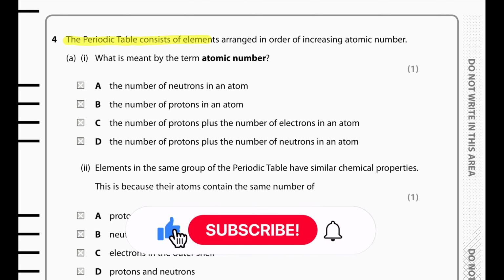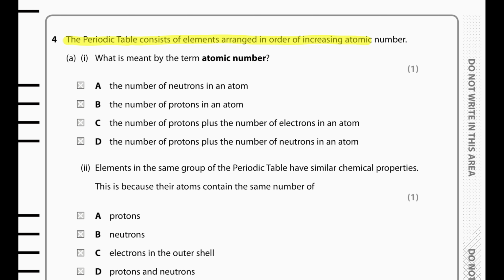The periodic table consists of elements arranged in order of increasing atomic number. What is meant by the term atomic number? Atomic number represents the number of protons in an atom, so B will be the correct answer.